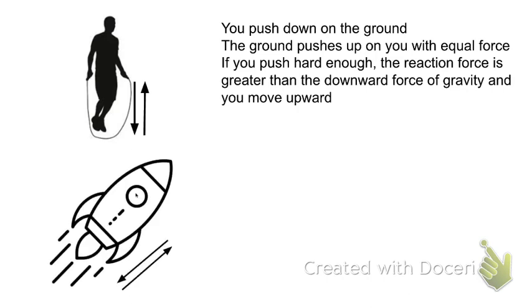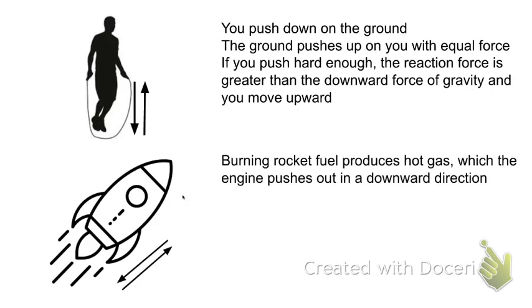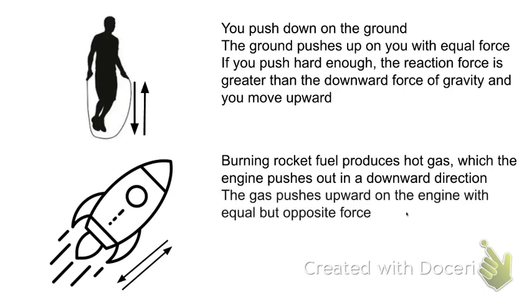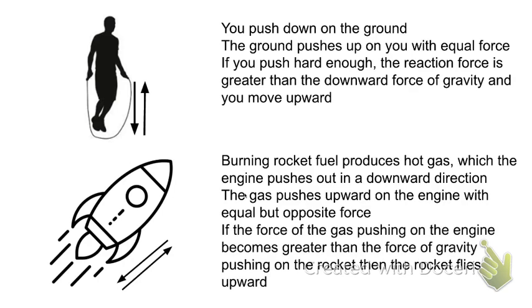And our final example is a rocket ship. Burning rocket fuel produces hot gases, which the engine pushes out in a downward direction. The gases also push on the engine, and they push with an equal and opposite force. So while the gases are being pushed down, the rocket ship is being pushed up. If the force of the gas pushing on the engine becomes greater than the force of gravity pushing on the rocket, then the rocket will fly upwards.